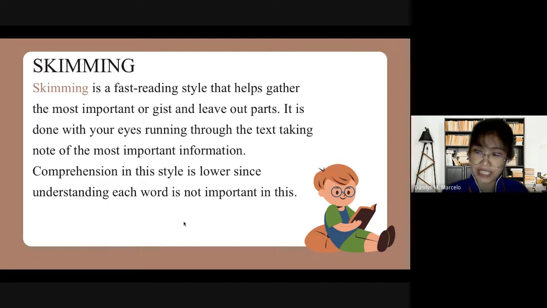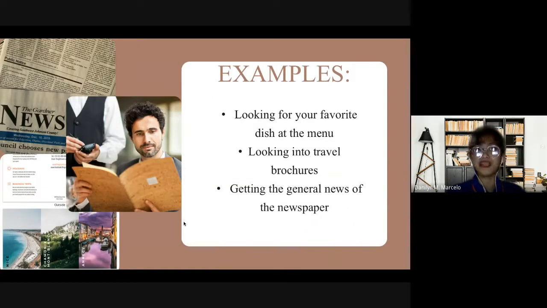So here are some examples of skimming. Number one is looking for your favorite dish on the menu, looking through travel brochures, and getting the general news of a newspaper. In the first example, looking for your favorite dish on the menu, you are not going to read every dish that is written in the menu. Instead, you are looking for the part that is the most important for you, which is the favorite dish that you are always eating.